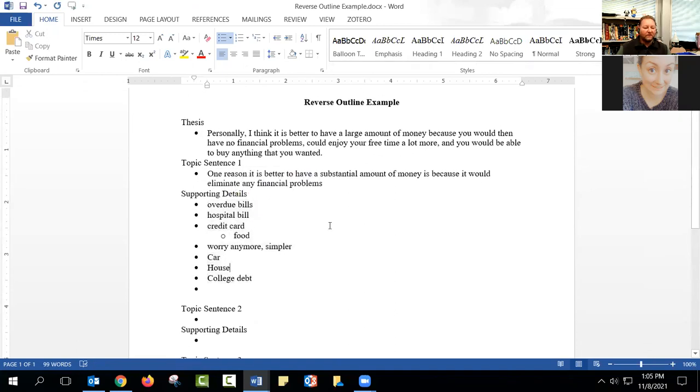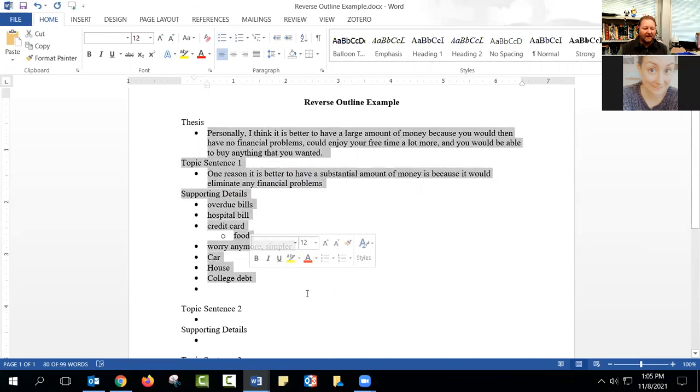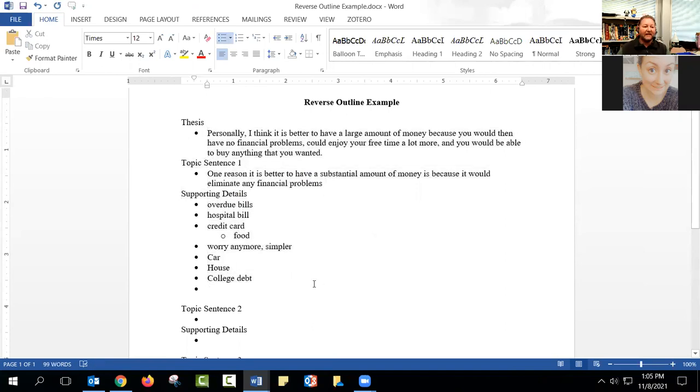The reason you do a reverse outline, well, one of the reasons, is because now I can just look at this and not read a whole bunch of words to see if I'm actually writing about what I say that I wanted to write about. So I can easily read my thesis right here. I think it's better to have a large amount of money because you would then have no financial problems. You can enjoy your free time a lot more. You'd be able to buy anything that you wanted.